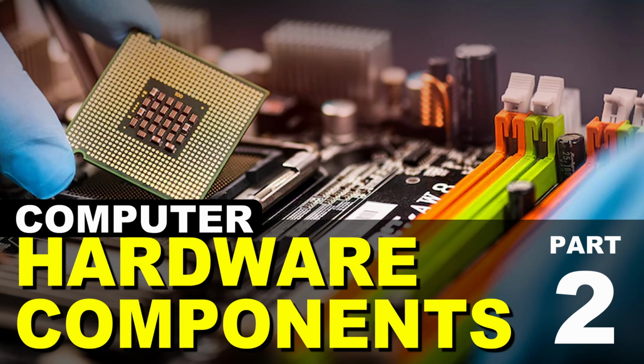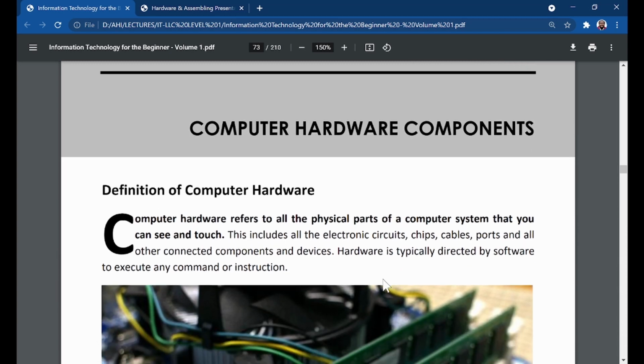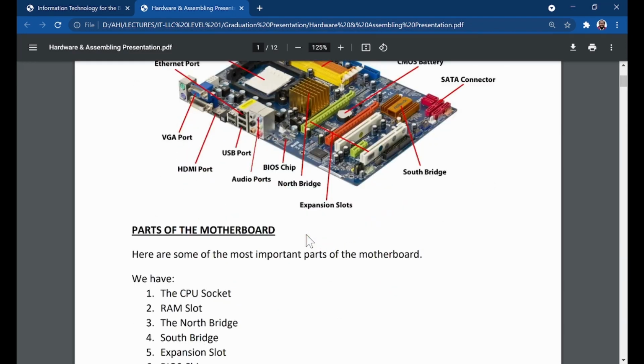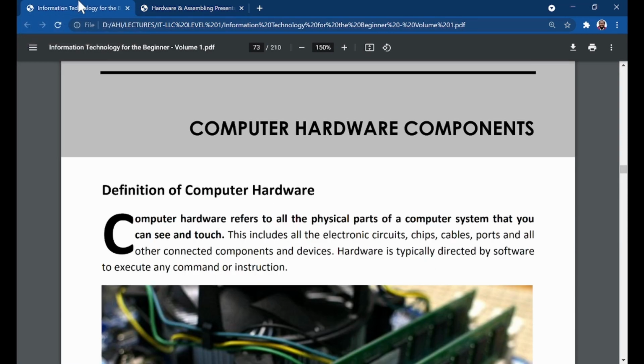And the last time we started with this lesson and we defined what computer hardware is. We said hardware refers to all the physical parts of a computer system that you can see and touch. That is a definition for hardware. So we are talking about all the physical parts of the computer that you can see and touch.